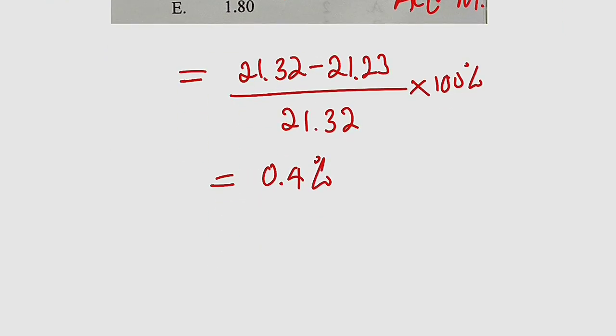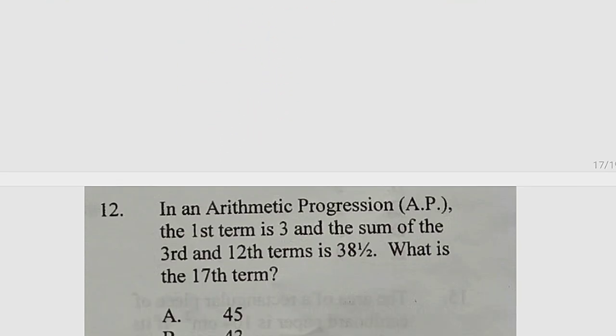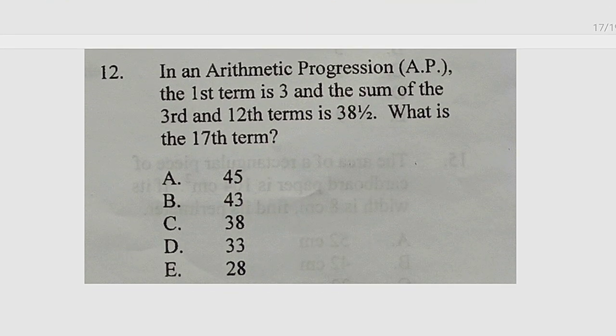Now let us move on to question number 12, which is the last question for today. In arithmetic progression, the first term is 3. Let me start by recording the data. A is the first term always, is equal to 3. Then the sum of the third and the 12th terms equal to 38.5. So what is third term? Term number 3 is equal to the first term plus 2 multiplied by the common difference.